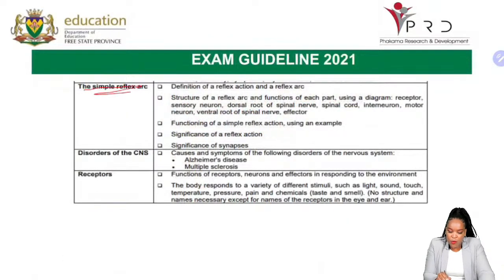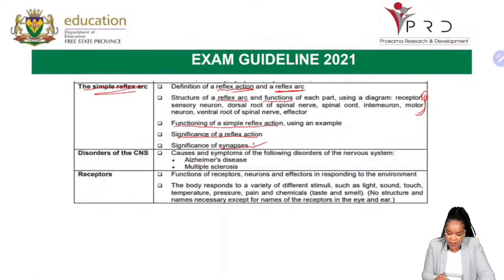You must also be able to know the simple reflex arc. Define what is a reflex action and a reflex arc. We must distinguish between the two. The structure of a reflex arc with functions of each part using the diagrams. The diagram is going to have all of this. Then you must also know the functioning of a simple reflex action, the significance of a reflex action, and also the significance of a synapse. The significance is the importance. Why is it important to have a reflex action? Why is it important to have a synapse?